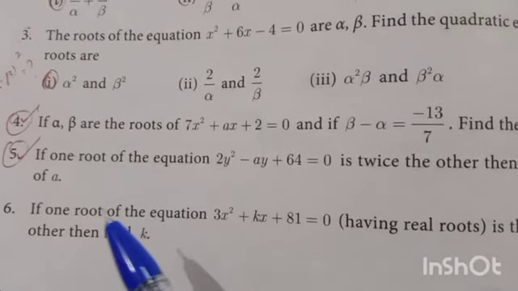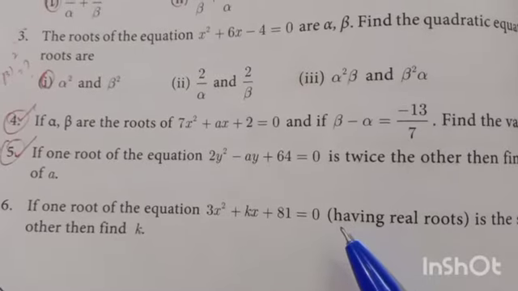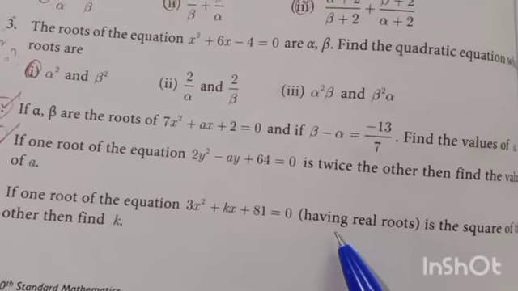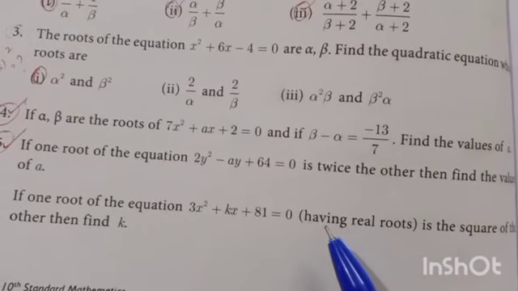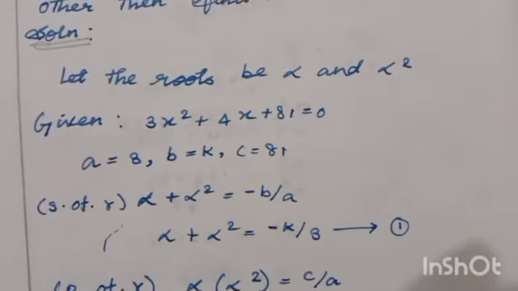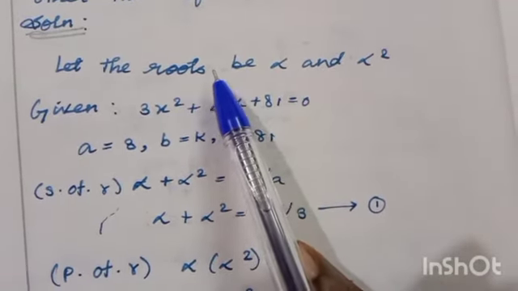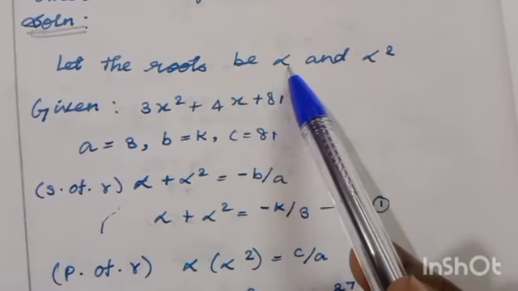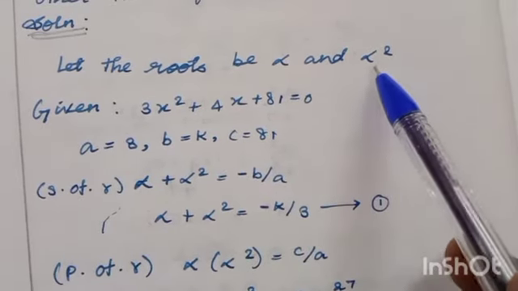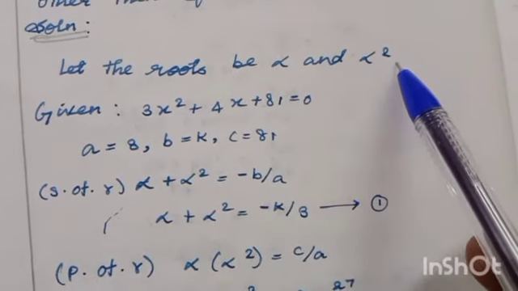Now the sixth problem. If one root of the equation 3x square plus kx plus 81 is equal to 0, having real roots, is the square of the other, then find k. It's like the fifth problem. Listen students, we have to consider the roots. Let the roots be alpha and alpha square. One root is alpha, another root is alpha square, because it is given as the square of the other.